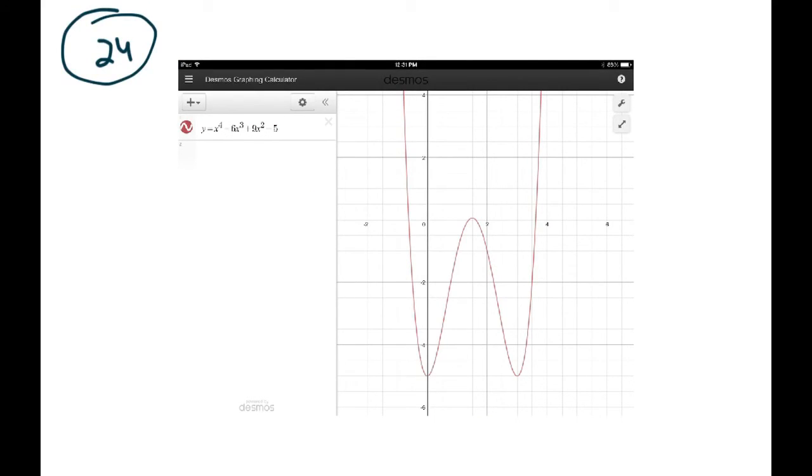Problem 24. A roller coaster's track is designed so that it can be modeled by the function h of t is equal to t to the 4th minus 6t cubed plus 9t squared minus 5, where h is the height and t is the time. The roller coaster motion lasts for 3 seconds, and safety laws say that the roller coaster can't go more than 250 feet in the air. Analyze the graph and describe any errors in the model if there is one.